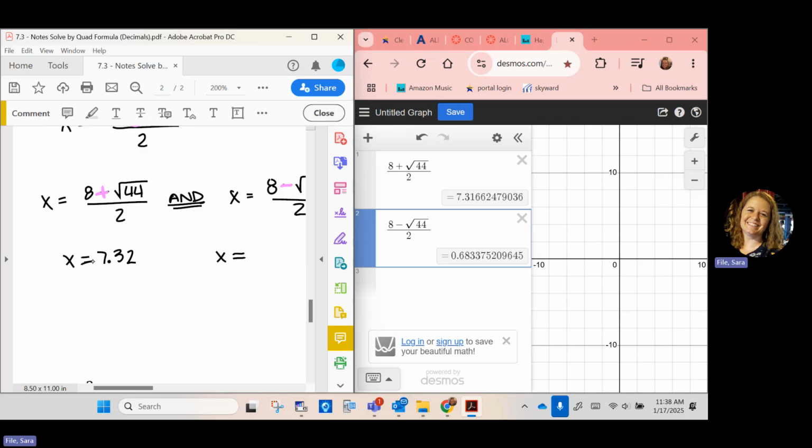And then I'm going to make my equal signs a little wavy. That means approximately. With the minus, it was 0.6. And then I'm going to look here. 8 is the one that I'm rounding, but I've checked the 3. 3 does not round that up, so it's just going to stay an 8.